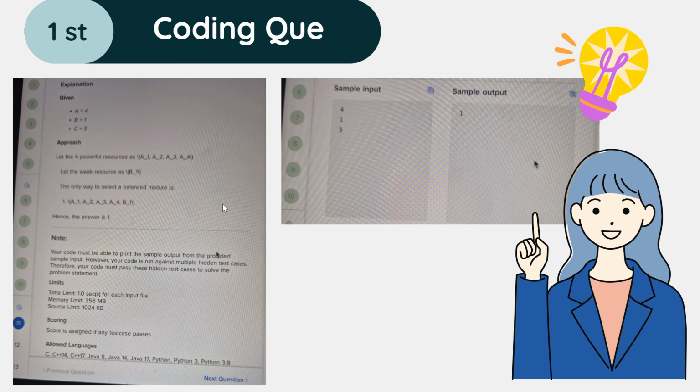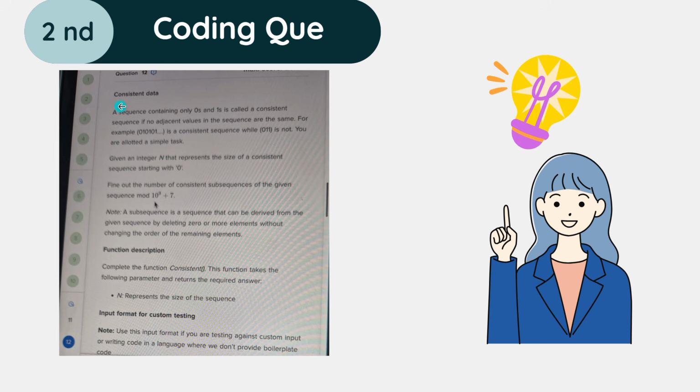Okay, let us move into the second code. Consistent data. A sequence containing only zeros and ones is called consistent. What is called consistent? If a sequence consists of zeros and ones, right? A sequence is consistent if no adjacent values in the sequence are same.